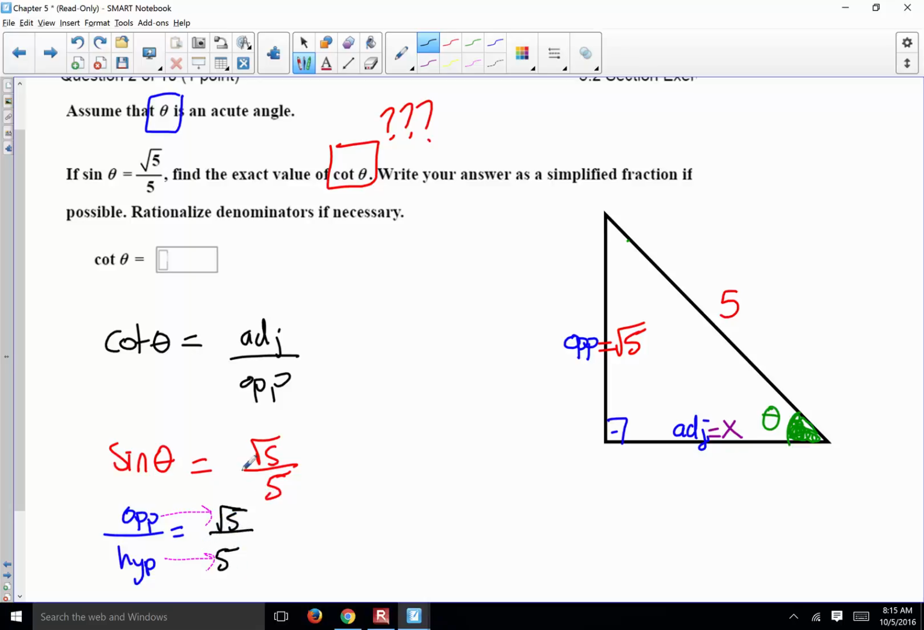Okay? Alright, now how do I get x? Let's set up our Pythagorean term. It says legs, which is x squared plus root 5 squared is hypotenuse, which is 5 squared. Agree? What is missing? 5 squared. So x squared plus root 5 squared, the root and square cancel. 5 squared is 25. X squared is 20. So x is root 20.